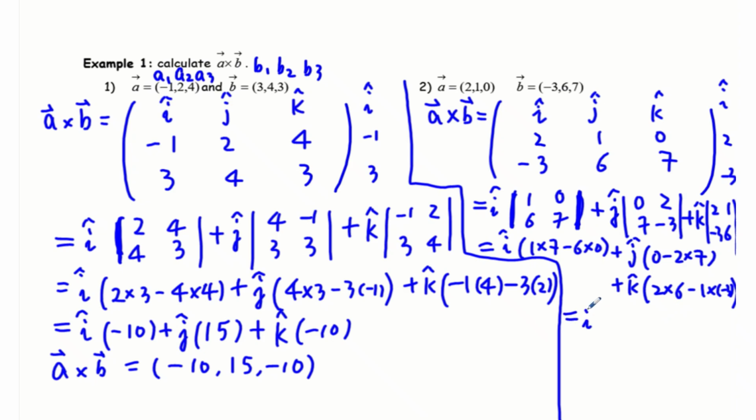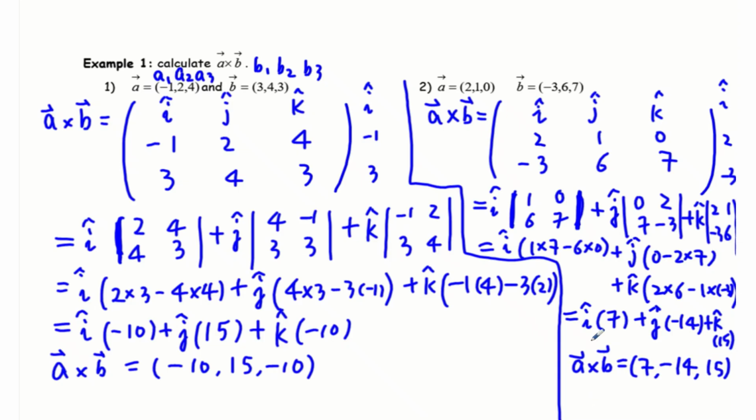Then do the integer multiplying, so I times 7 plus J times -14. 2 times 6 plus 3 is 15. So A cross B equals 7, -14, and 15. That is done. So this is a cross product of two vectors.